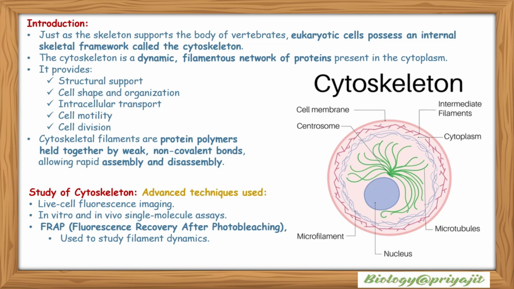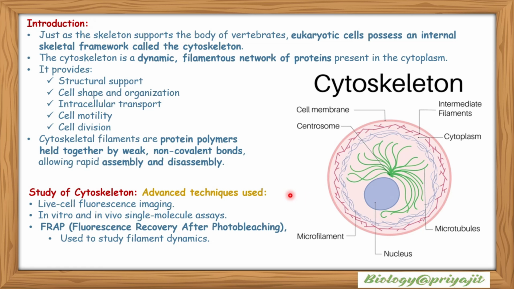Basically, it provides structural support, cell shape, cell organization, intracellular transport, cell motility, cell division, etc. The cytoskeletal filaments are protein polymers held together by weak non-covalent bonds, allowing rapid assembly and disassembly. This is the image showing the cytoskeleton of a cell. The green colored structures are microtubules. The blue colored structures are the microfilaments, and the red, maroon colored structures are the intermediate filaments within a cell.